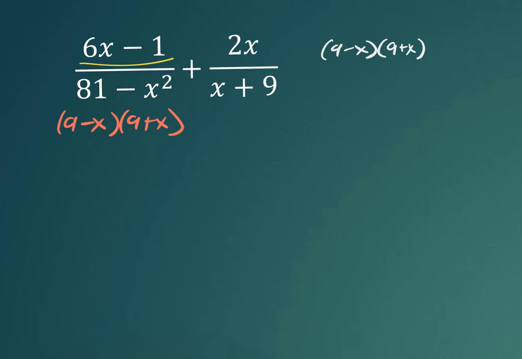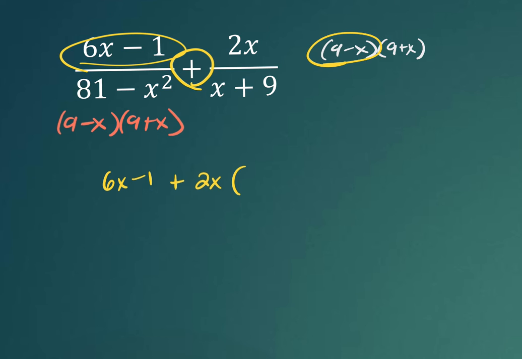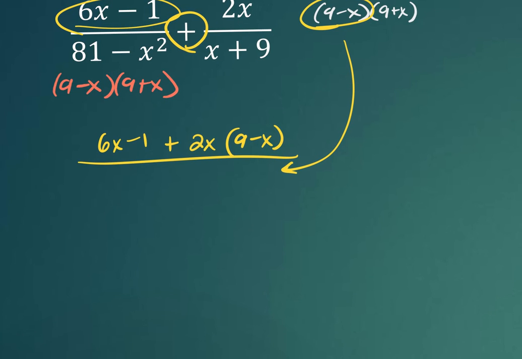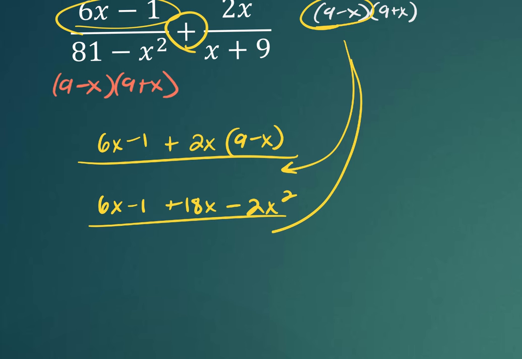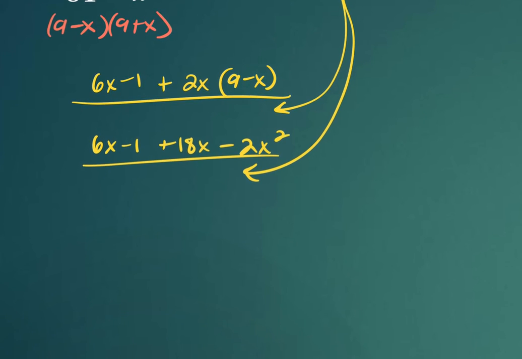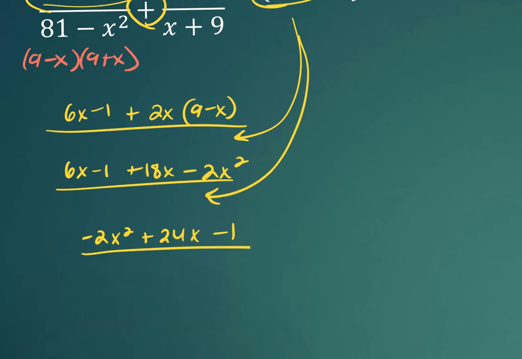So the first one is not missing anything. It's going to be kept as 6x minus 1. Then the plus comes from in between. The second one has the plus, it's missing the minus. So it's going to be 2x times 9 minus x all over that denominator. Then I'd get 6x minus 1 plus 18x minus 2x squared over, again, that denominator. And then I get negative 2x squared plus 24x minus 1 over that whole thing.